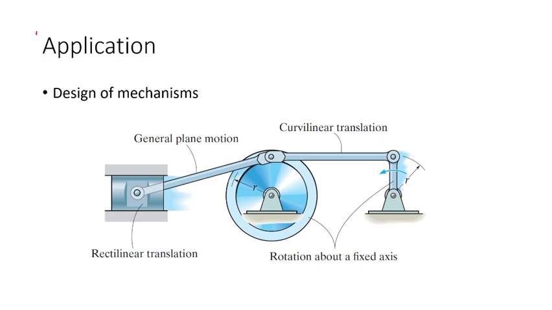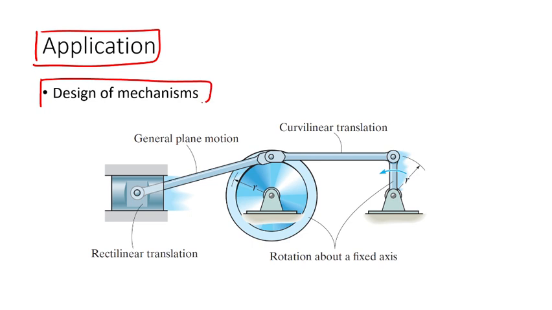So what are the applications? The main application of this chapter is the design of mechanisms. If you have a mechanism, it may be a set of gear, it may be the camshaft or whatever, the mechanism. Then we analyze the kinematics of the mechanism using the planar kinematics of a rigid body. One famous example can be the reciprocating action here, like the rectilinear motion, and then we have the general planar motion.